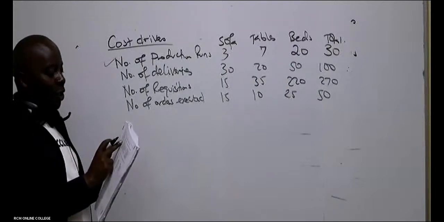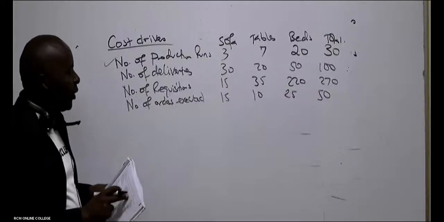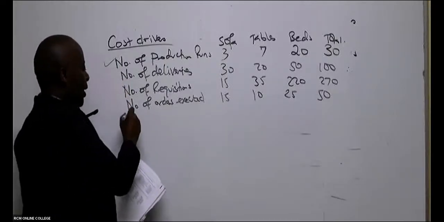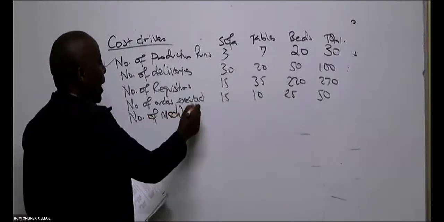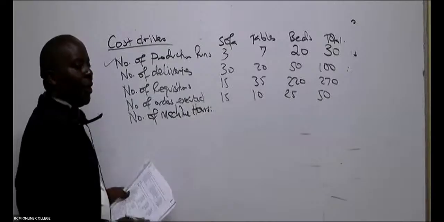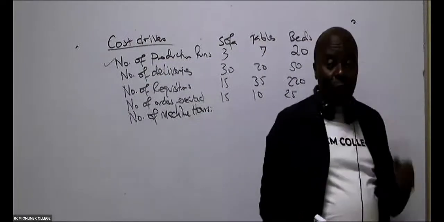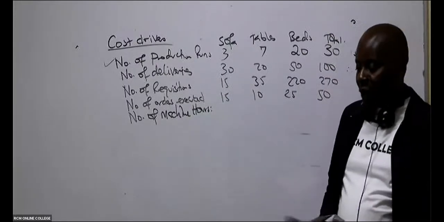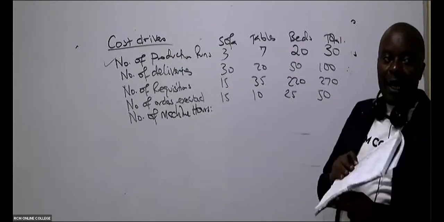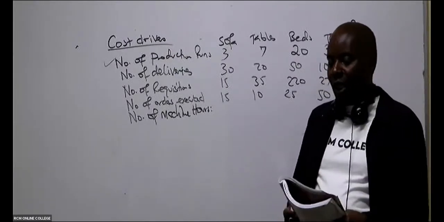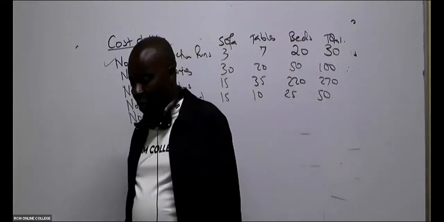The second one is machining cost. For machining cost, they want us to use number of machine hours. We don't have that here, so we must include that. Go to whichever table and give me the machine hours, because the table they have given us here doesn't have machine hours.